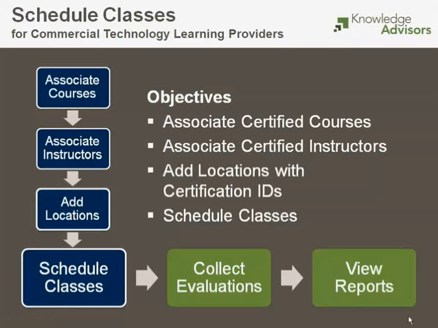To schedule classes as a commercial technology learning provider who provides delivery of content provider content at your center, you'll need to associate the appropriate content provider courses, associate certified instructors if that content provider uses that functionality in MTM, and you'll need to add locations. As part of adding locations, if the content provider requires that you enter a certified ID for your location, we'll walk through how to do that as well. That will allow you to schedule the classes, will then allow you to collect the evaluations, and then that will also feed the reports.